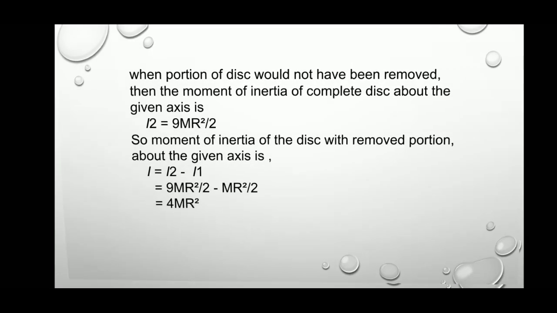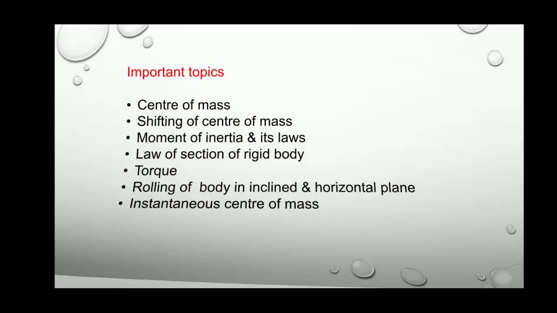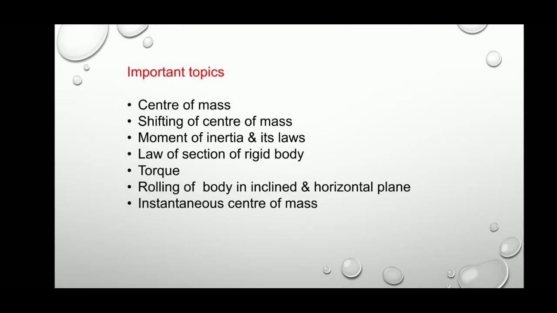Next, we can substitute the values given in the question to find the moment of inertia of the entire disk, I2, which we'll get as 9mr²/2. So the moment of inertia of the remaining part of the disk will be the difference, which we will get as 4mr². I hope that's clear. These are a few of the important topics of chapter 7.